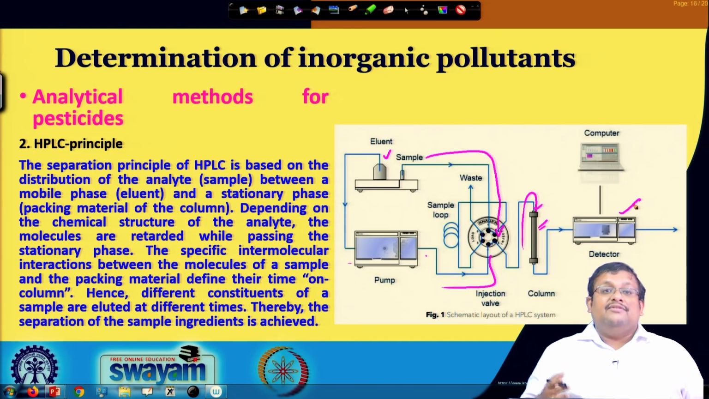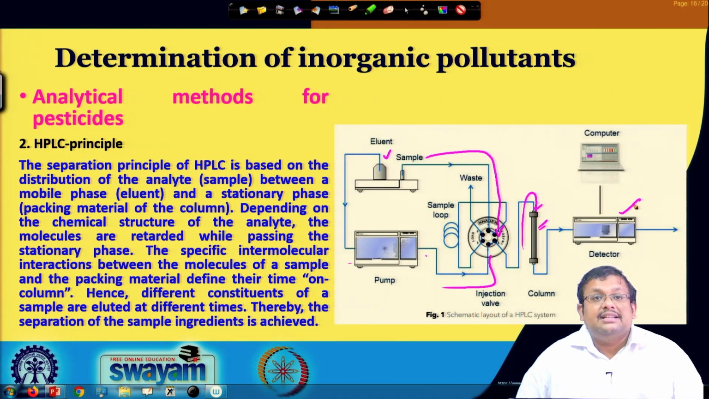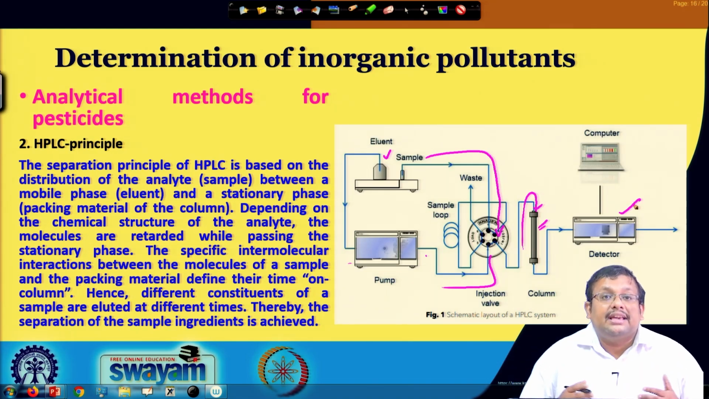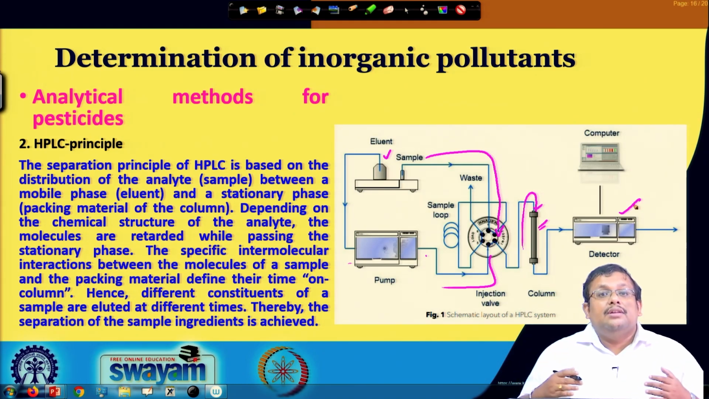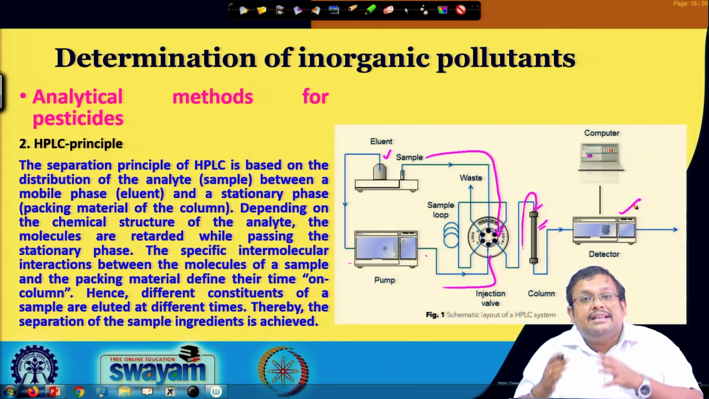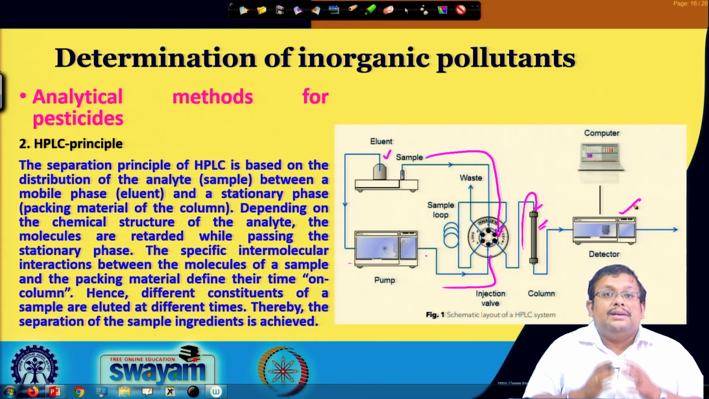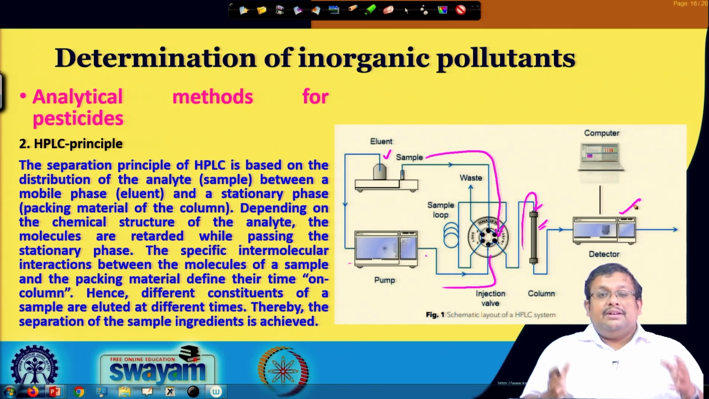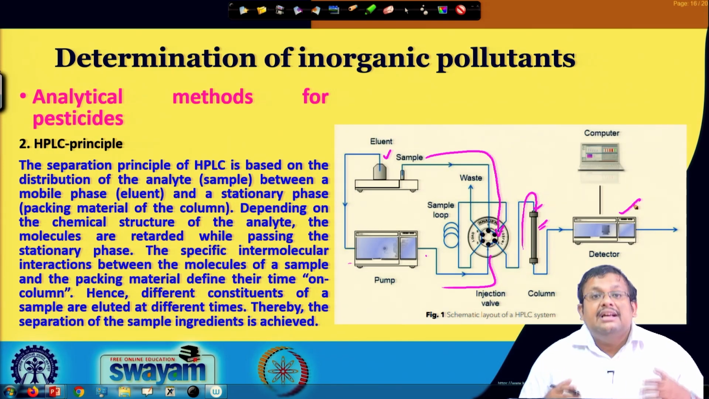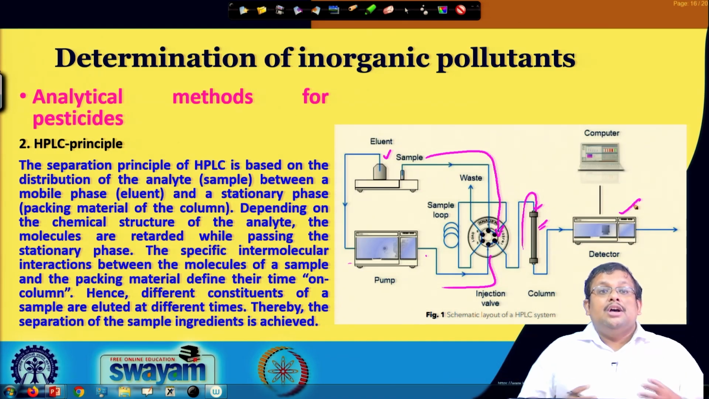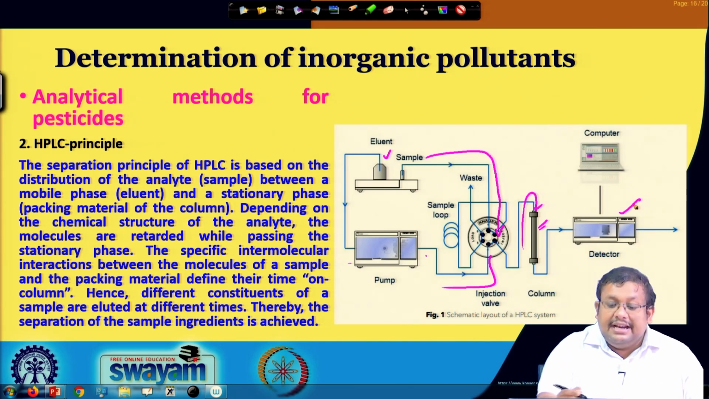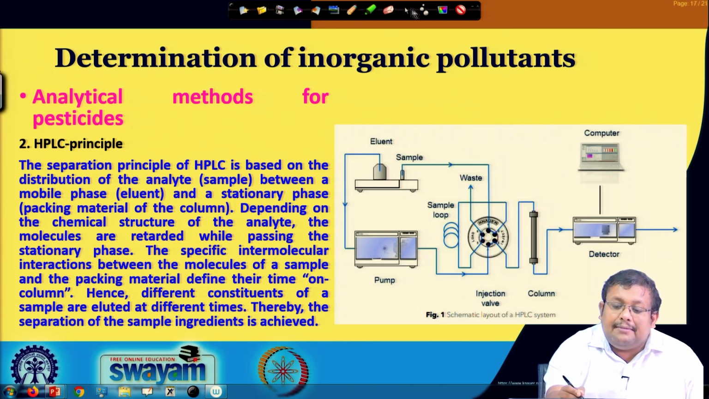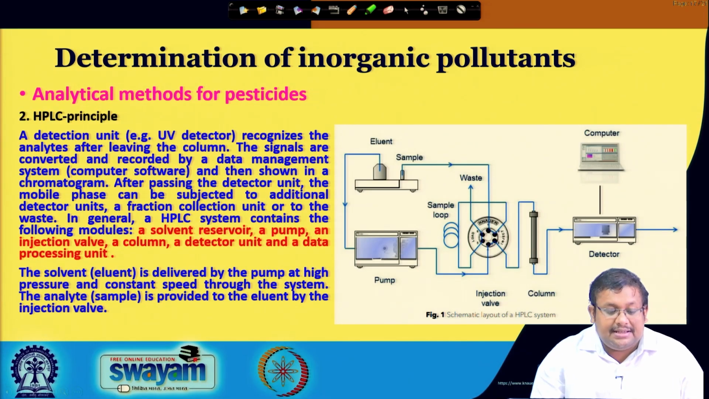Basically the separation principle of HPLC is based on the distribution of the analyte or sample between a mobile phase, that is an eluent, and a stationary phase, that is the packing material of the column. Depending on the chemical structure of the analyte, the molecules are retarded while passing the stationary phase, and the specific intermolecular interaction between the molecules of a sample and the packing material defines their time on the column, or retention time. Hence, different constituents of a sample are eluted at different times, thereby the separation of the sample ingredients is achieved. So, this is basically the working principle of HPLC.